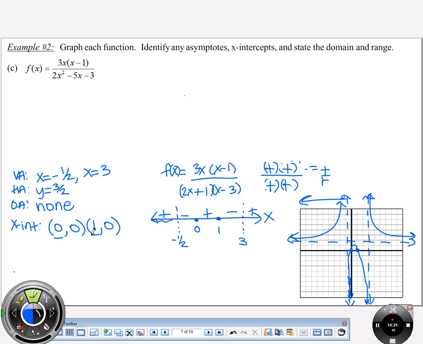Holly? I have a problem with deciding whether it's horizontal or... Okay, perfect. So we're going to go through the next one. And the next one, we're going to set up all the asymptotes together, and then you guys are going to try to do the graphing together.